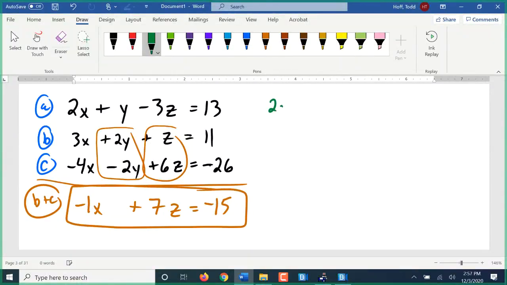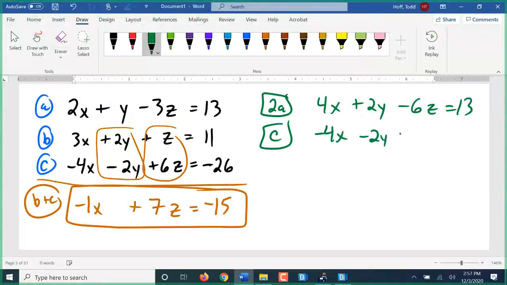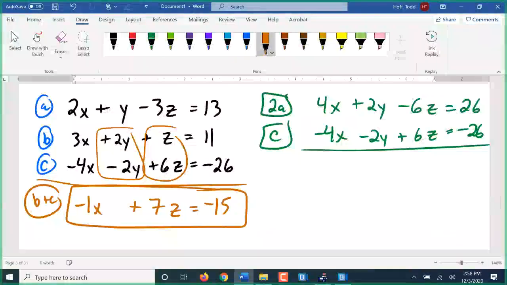Next, I'm going to do 2 times equation A, which will be 4x plus 2y minus 6z equals 13. I'm going to combine that with equation C. Negative 4x minus 2y plus 6z. Oops, this should not be 13. I had to multiply that by 2. That would have been 26 there. Equals a negative 26. However, when I go to add these, something strange occurs.